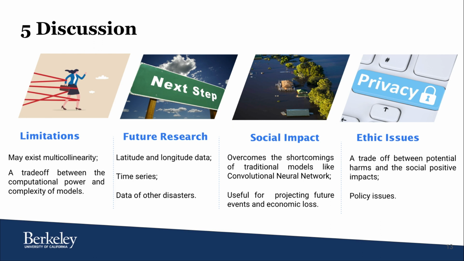As for the social impact, our model has a very high accuracy level, which helps to overcome the shortcomings of some traditional models like convolutional neural networks. And models for similar research are also very useful for projecting future disaster events and to evaluate economic loss. Finally, there are the ethical issues.